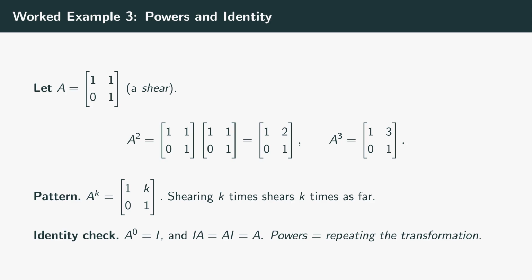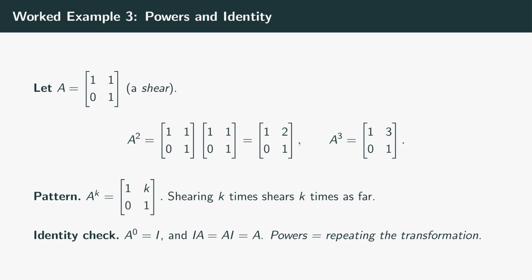Last example, powers, and the identity as their anchor. Take A with first row 1, 1, and second row 0, 1. Geometrically, this is a shear. It slides points sideways in proportion to their height. Let's compute its powers. A squared is A times A. Working it out, the top right entry becomes 2 while the rest stays put, so A squared has first row 1, 2, and second row 0, 1.